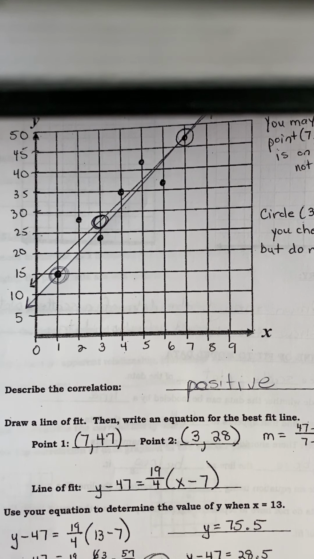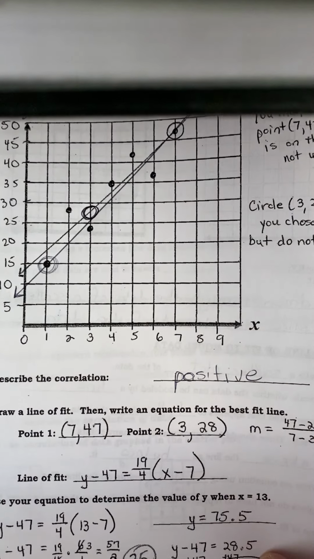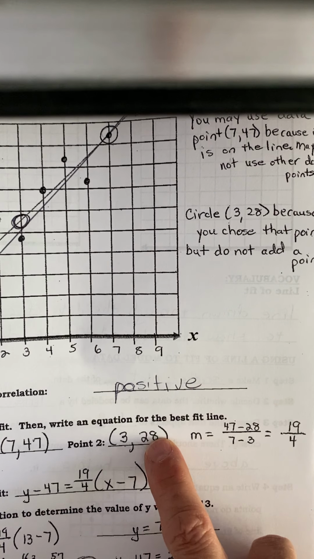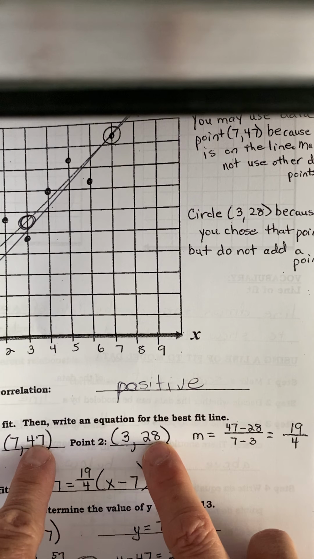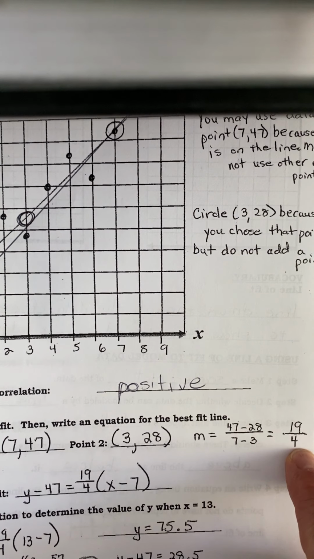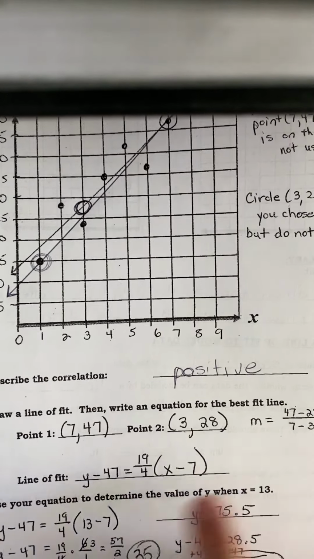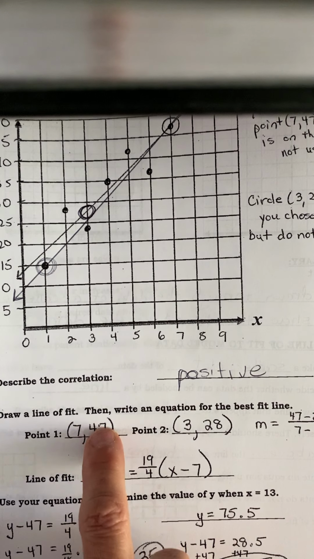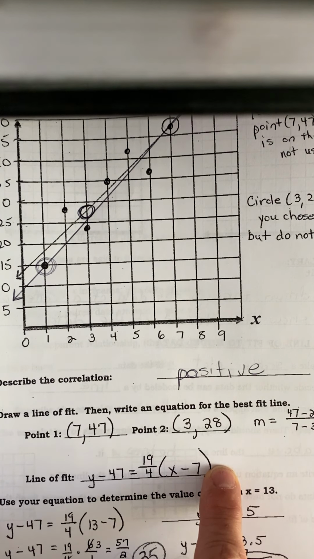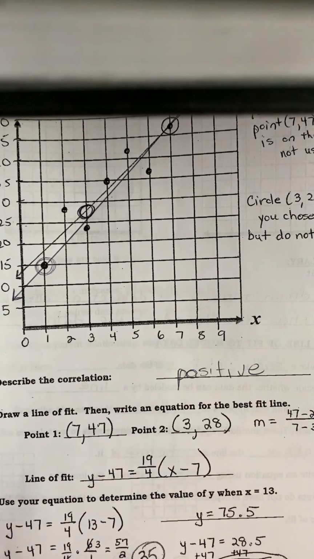Well, if I give you 2 points, how do you come up with an equation? You start out by finding the slope. I found the slope by doing 47 minus 28 over 7 minus 3, so my slope is 19 over 4. And my equation would be y minus 47 equals 19/4 times x minus 7. So I came up with a line of fit.